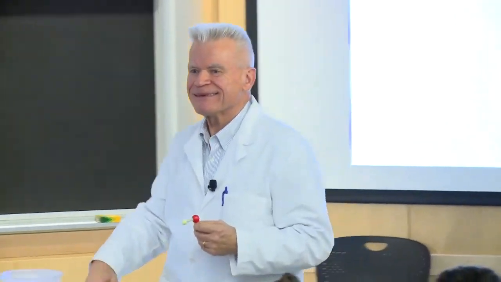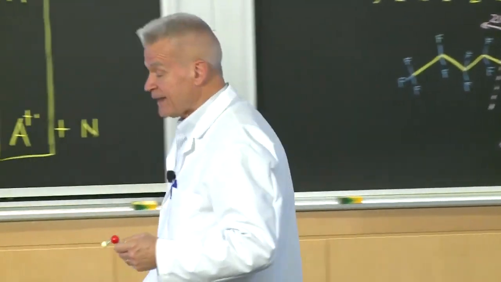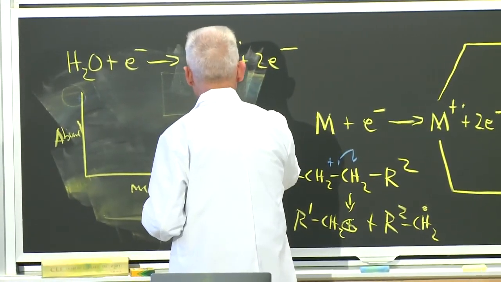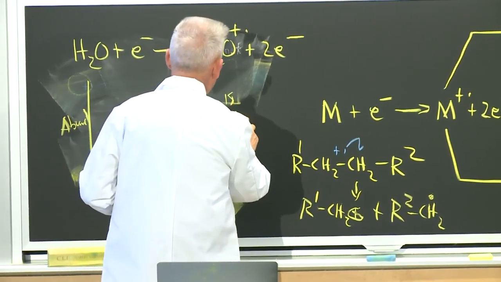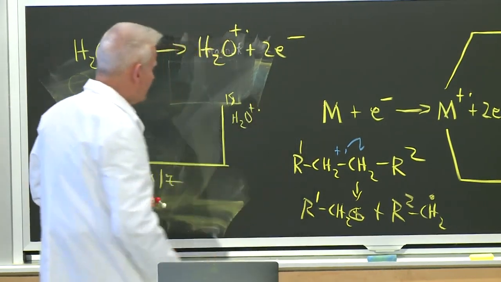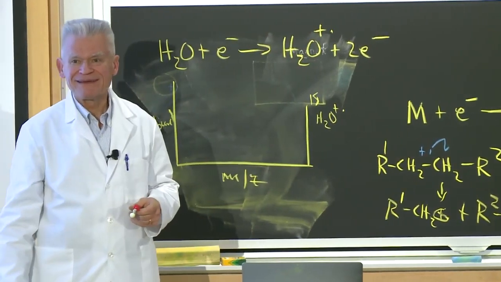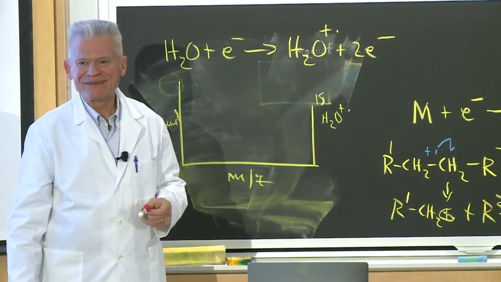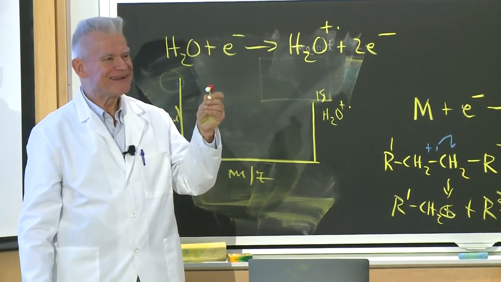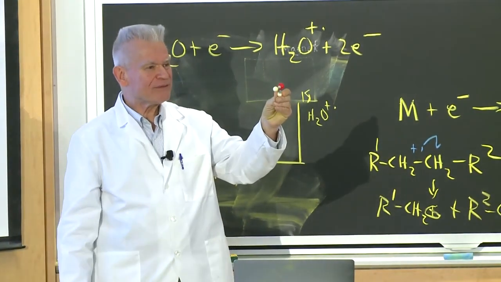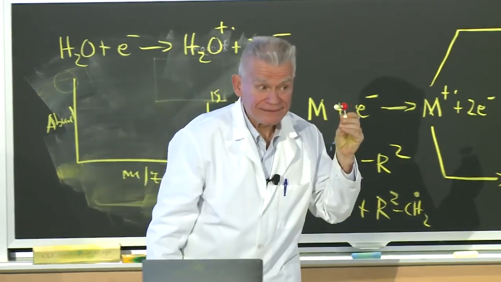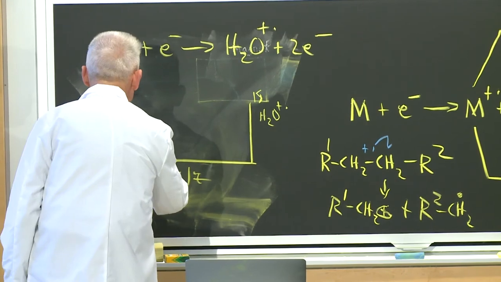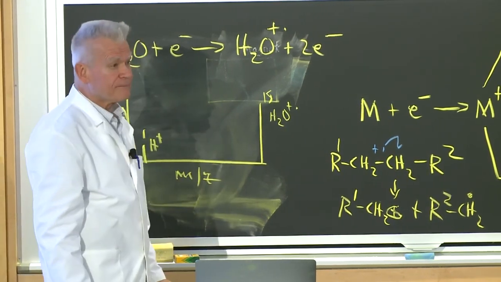Yes, Alec. 18, yes, you definitely see an 18 peak. That's your ionized water molecule. What else? It's not much to fragment, is there? Well, what would you get if you tore this apart? A 1. A 1, yes, you definitely see a 1 here. That's your hydrogen.